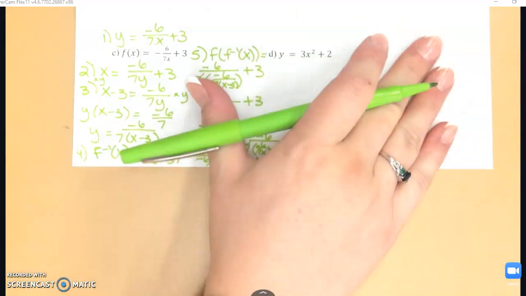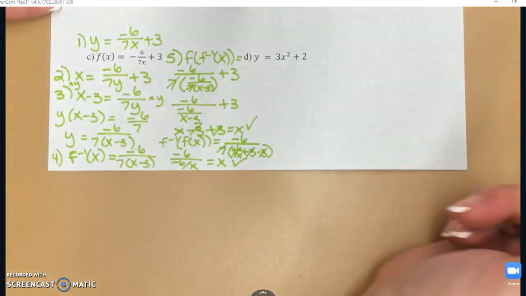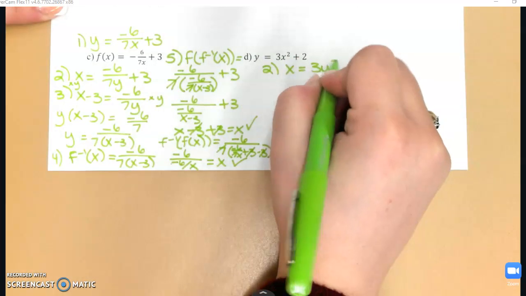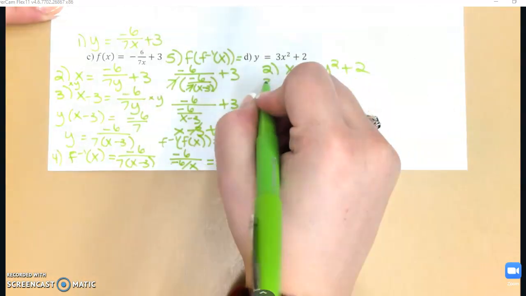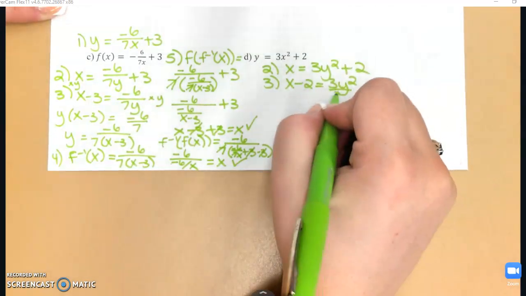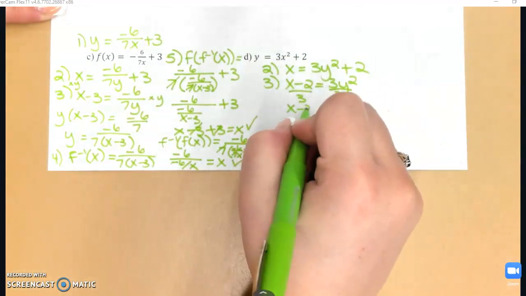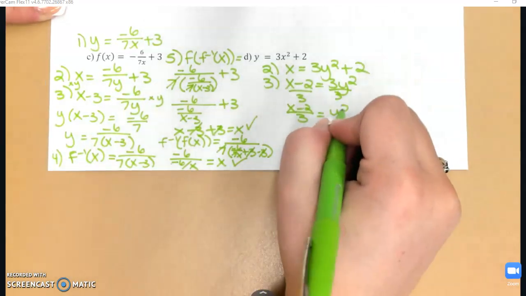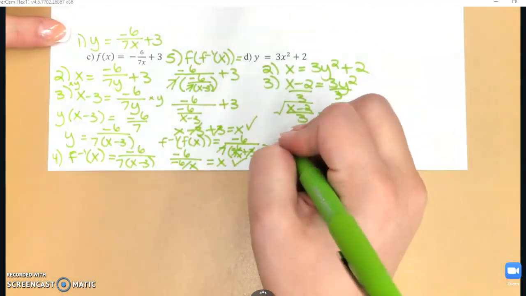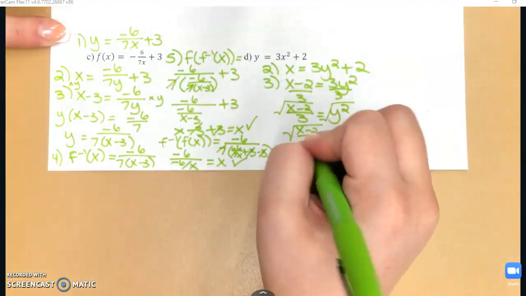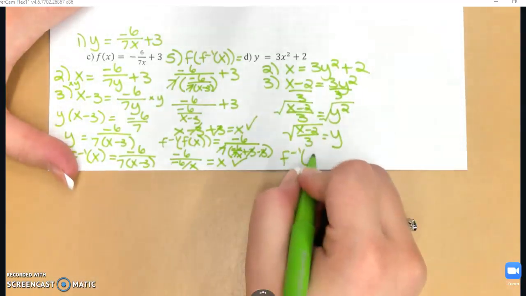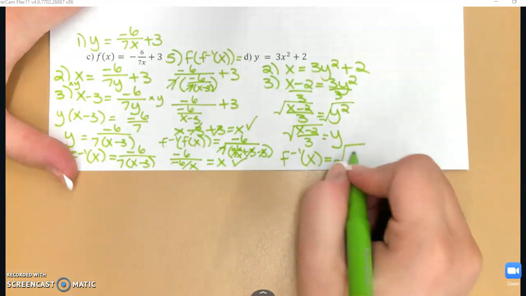Okay, last one, part D. This one's already written in y equals form, so I can go straight to step 2, which is swapping my x's and my y's. So I'm going to subtract the 2. Then I have to divide by 3. And then the last thing I need to get rid of is that square. The way we undo a square is by taking the square root of both sides. So the square root of x minus 2 over 3 is my inverse function. So there's my function notation.